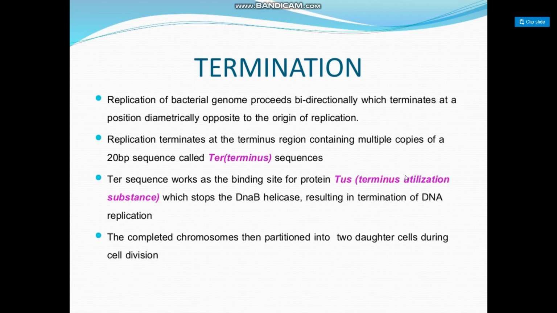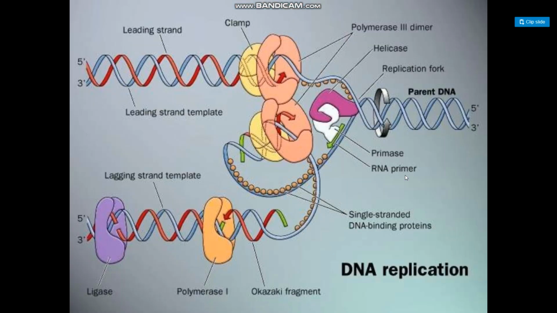Replication terminates at the terminus region, containing multiple copies of a 20 base pair sequence called the Ter sequence. The Ter sequence works as the binding site for the protein Tus, terminus utilization substance, which stops the DnaB helicase, resulting in termination of DNA replication. The completed chromosomes then partition into two daughter cells during cell division.